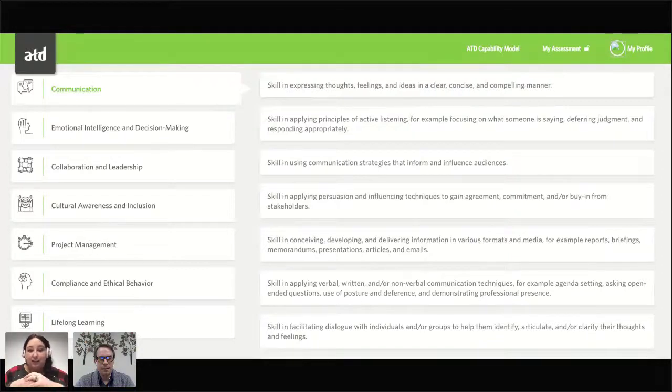And again, I won't necessarily read them to you because you all should be able to see them. But for the podcast version of this: skill in using communication strategies that inform and influence audiences. Skill in applying persuasion and influencing techniques to gain agreement, commitment, and/or buy-in from stakeholders. Now, I'm asking everybody here, what makes this L&D specific? These communication principles, is there anything in there that you're like, yes, that's absolutely 100% L&D specific? Are these communication statements something that can be transferred to different professions?